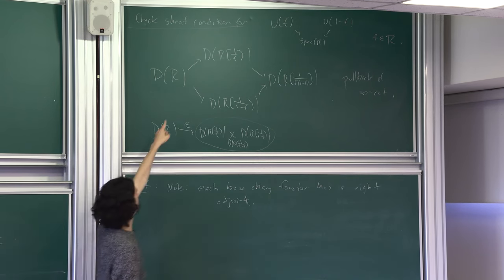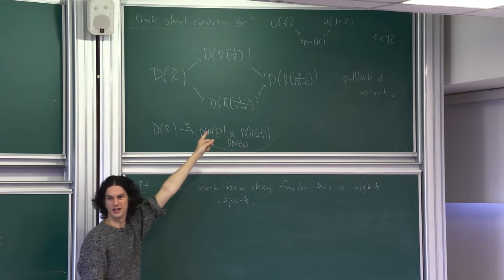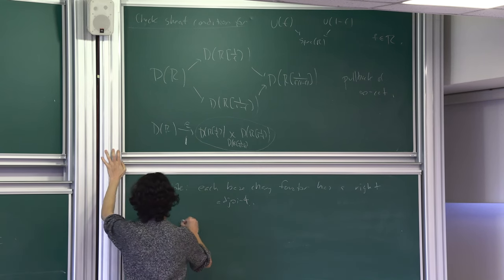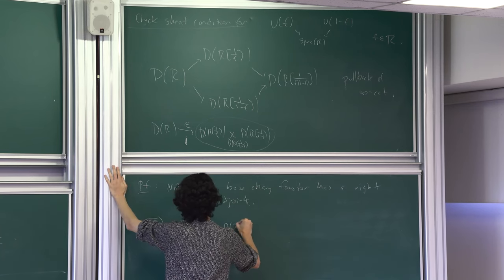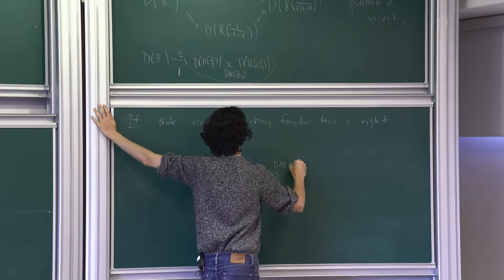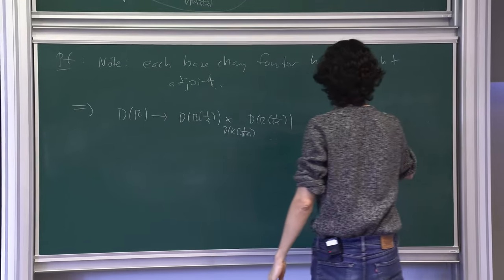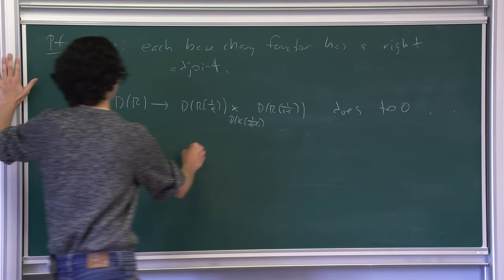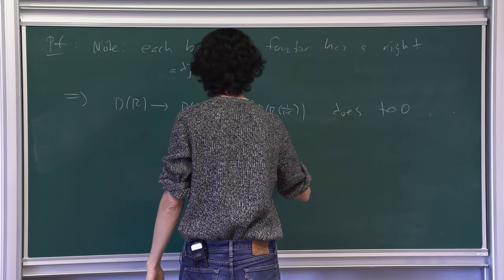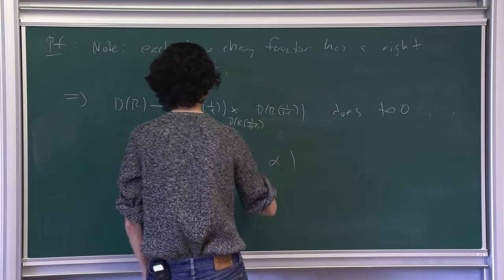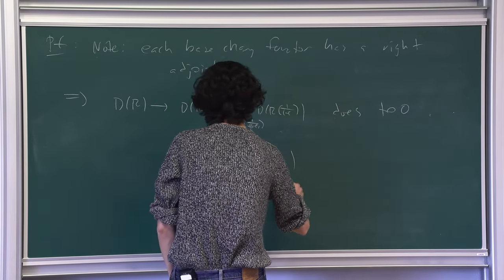And that's for each of the individual maps in this diagram. But then it actually follows formally that this functor also has a right adjoint, and you can explicitly describe what this right adjoint is. If you have a pair M, N, alpha, so M is a module here, N is a module here, and alpha is an isomorphism between their common base changes.